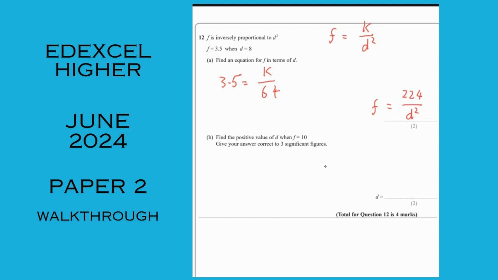Part B, so we're going to reuse that. We need to find d when f is 10, so let's replace f with 10. Multiply both sides by d squared. So d squared is 22.4. So we need to do the square root of 22.4. Only the positive answer is required. I'm getting 4.7328 and so on, but don't forget to do as you're told. 3 sig figs is 4.73. Done.